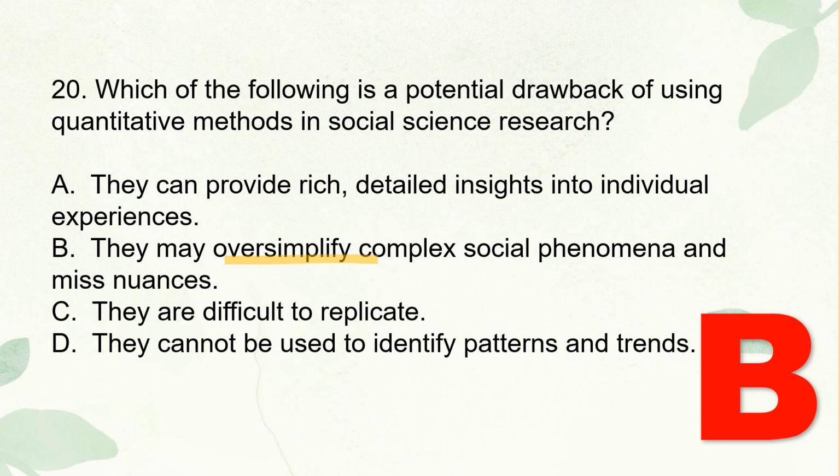So this is the potential drawback of using quantitative research. So letter B is the best answer. For letters A, C, and D, these are not typical drawbacks of quantitative research, because letter A is more of a strength. For letter C, this is often easier with quantitative methods. It's not difficult. And for letter D, this is the opposite of the truth. So letter B is the best answer.